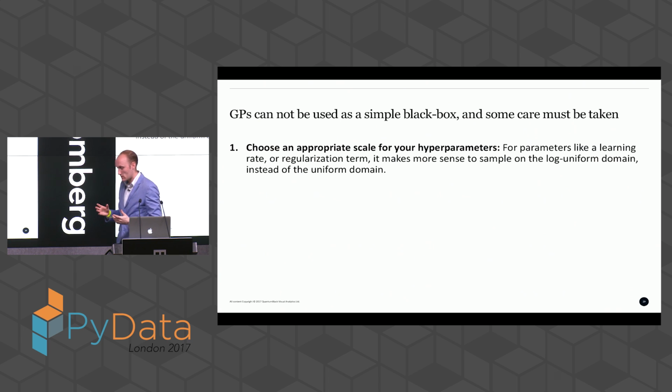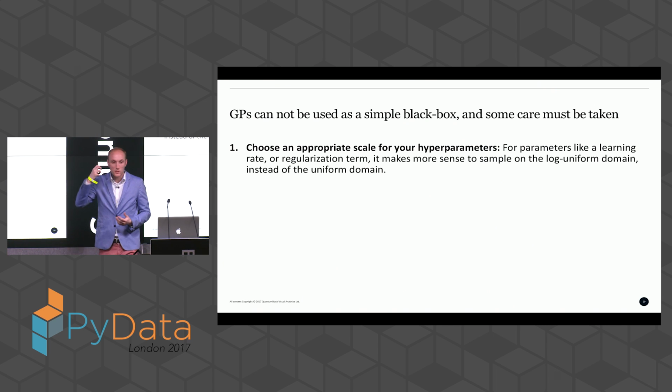This means that if you have a learning rate parameter, for example, or a regularization parameter, you don't really want to sample that on a uniform domain. You usually want to sample that on a log uniform domain, because you usually prefer values like 10 to the power -5, -4, -3, -2.